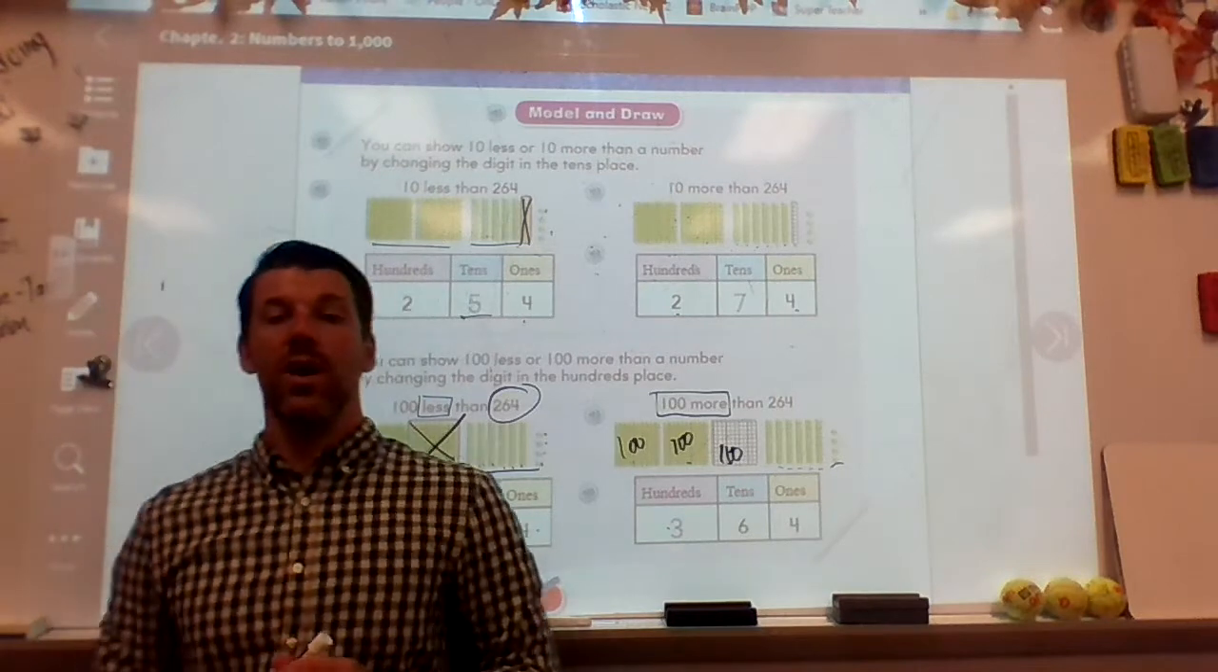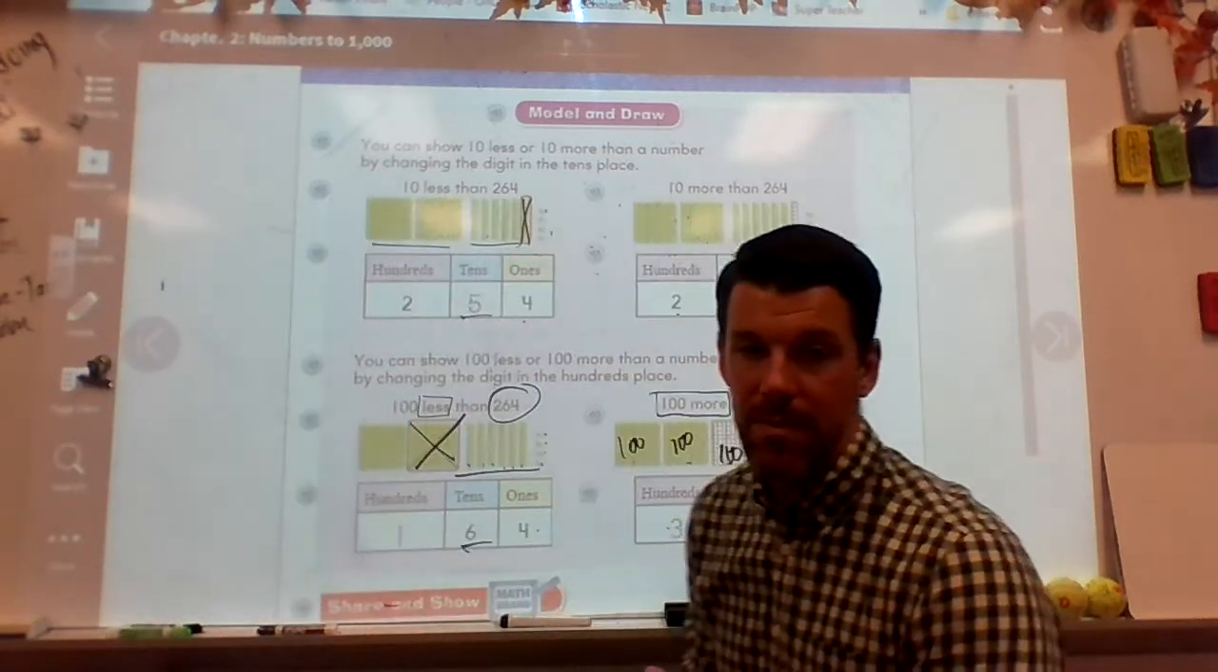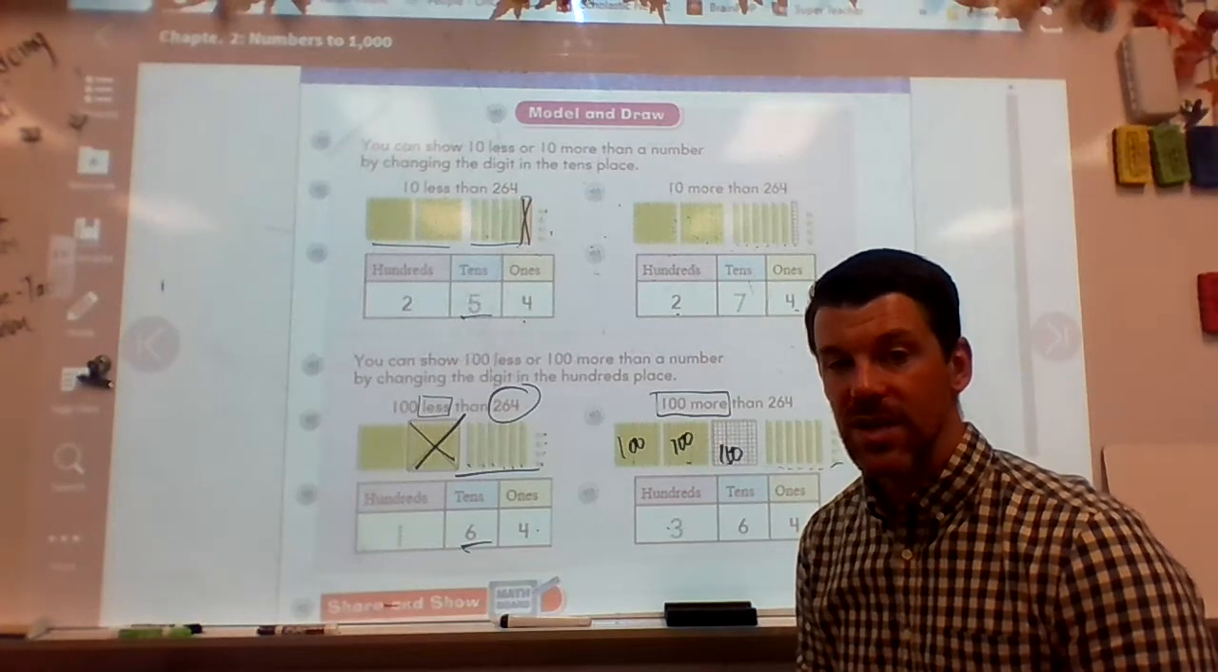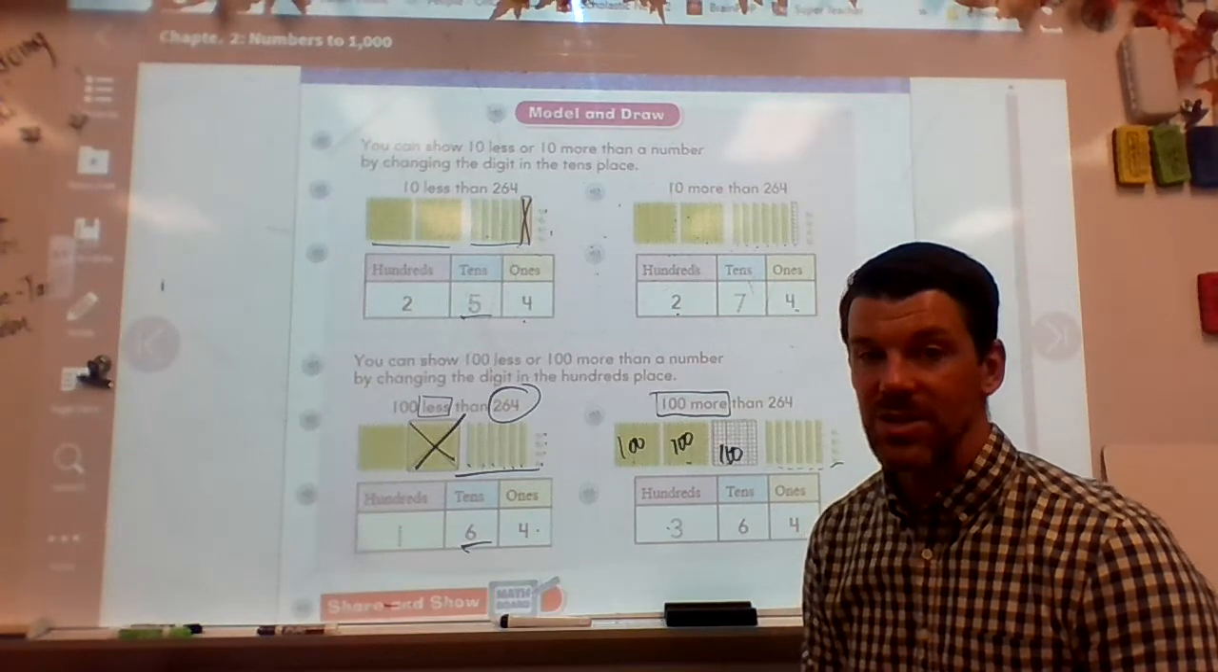I want you to go ahead and try the problem on the bottom of this page. Make sure that you're reading the directions carefully because they may try to trick you.